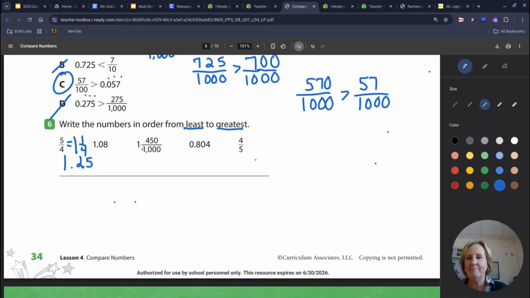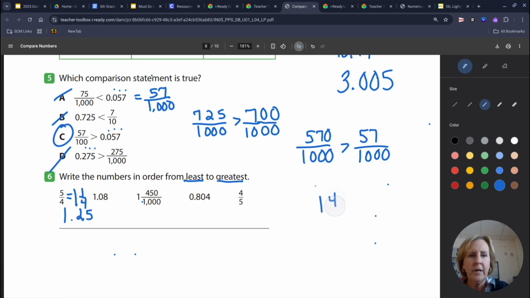So let's see what works. That definitely can be compared to the 1 800ths, right? Because that one's going to be smaller. 1 450 thousandths. Let's do a little work with that.